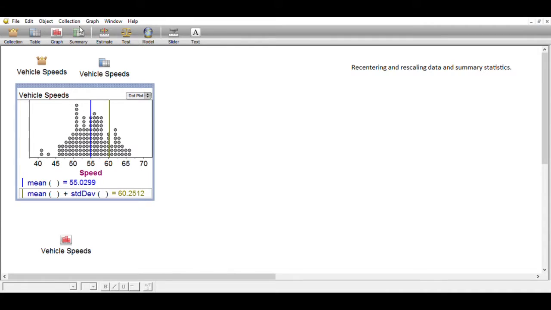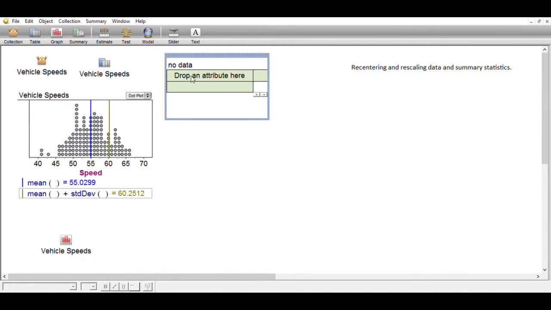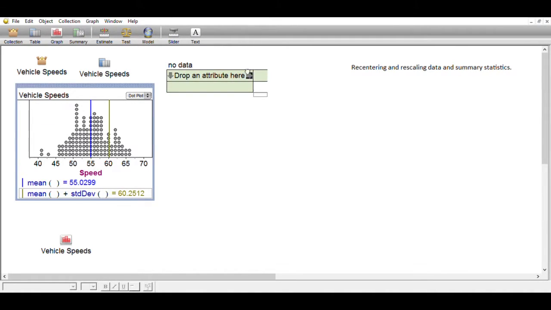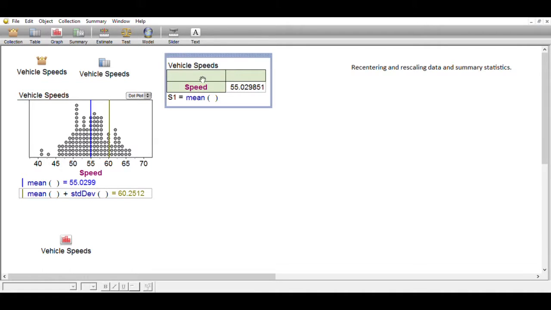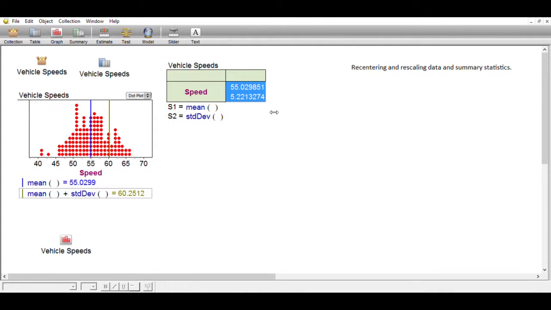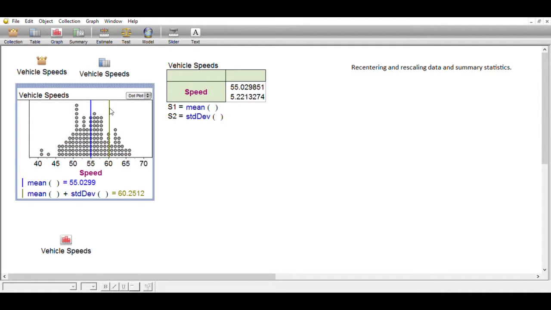And I can display them over here in a summary table. So let's put the mean here. There's the speed. It automatically does the mean. And let's add the standard deviation. So there we have the mean and the standard deviation of this data. The mean speed is right around 55. Standard deviation is about 5.22, and that's how wide this band is.